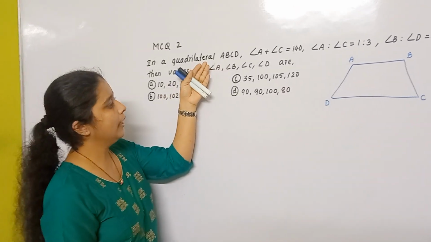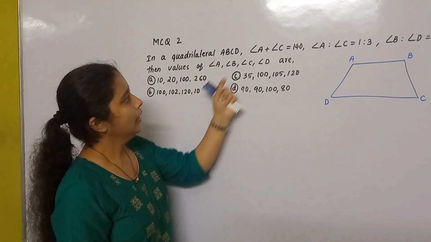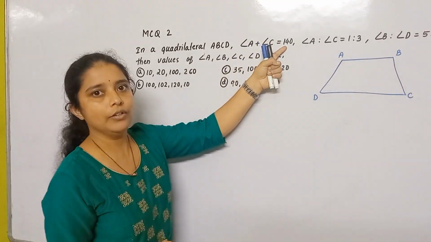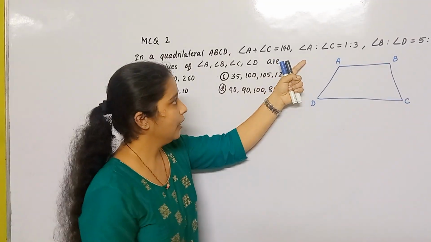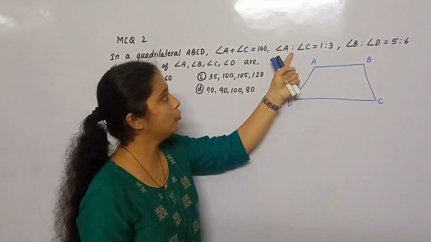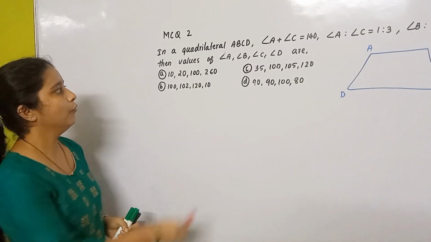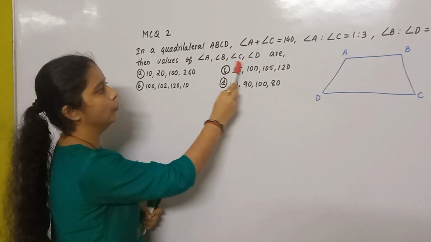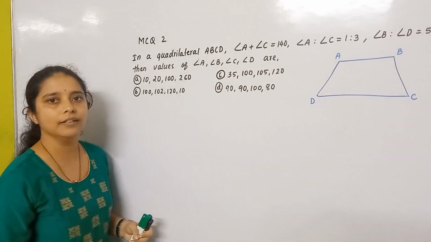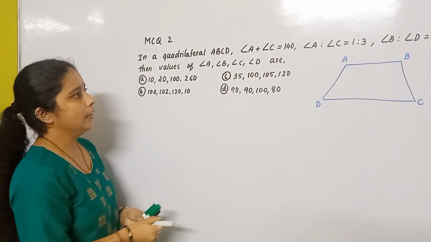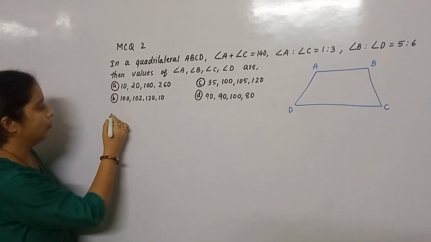Now here it is given that ABCD is a quadrilateral. Angle A plus angle C is 140 degrees. The ratio of angle A to angle C is 1:3. So the ratio of the angles is given, and what you are supposed to find is the measures of each angle. Now let us see how to solve this question.